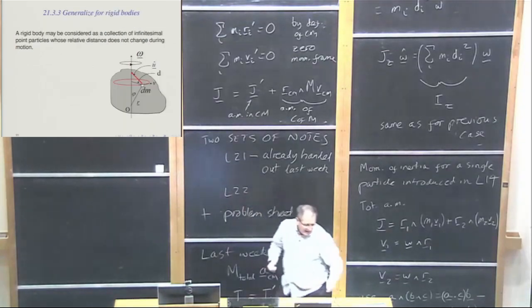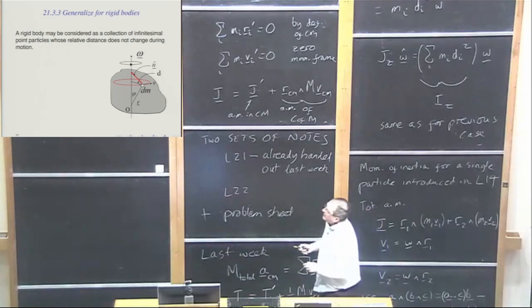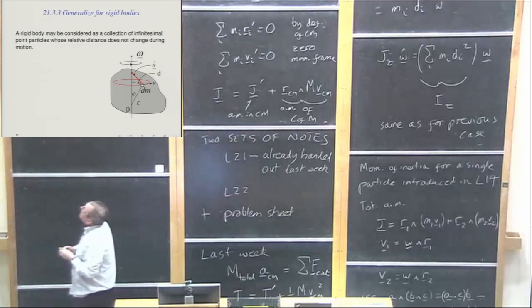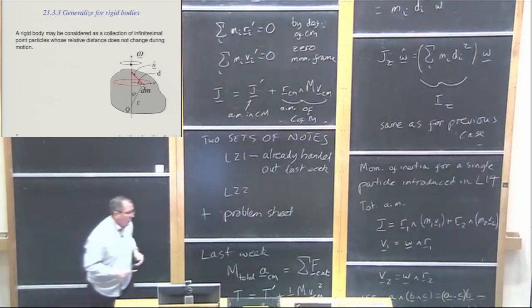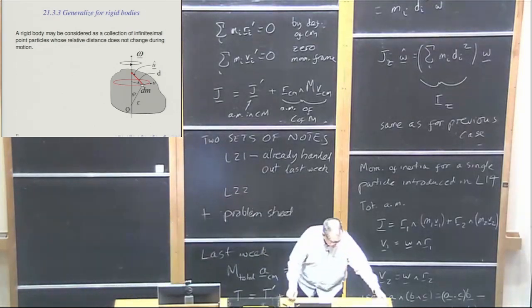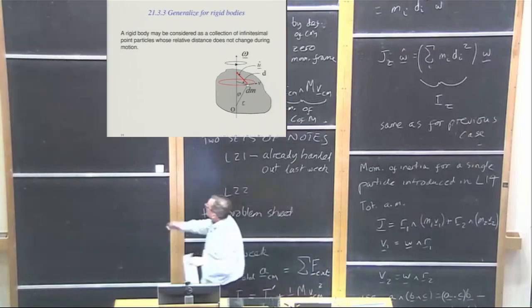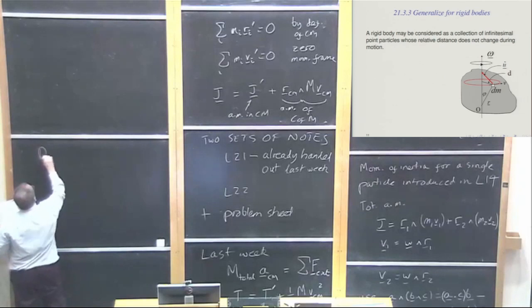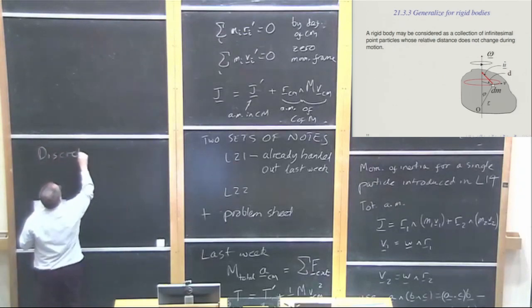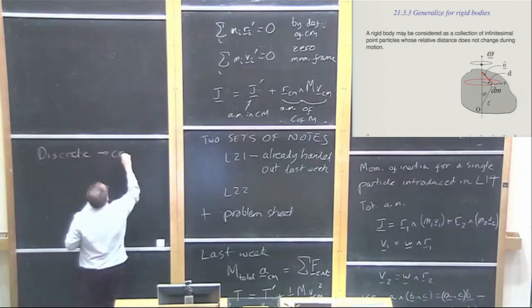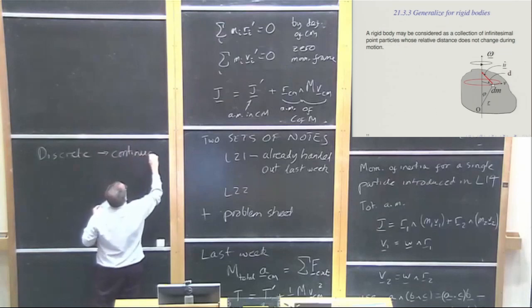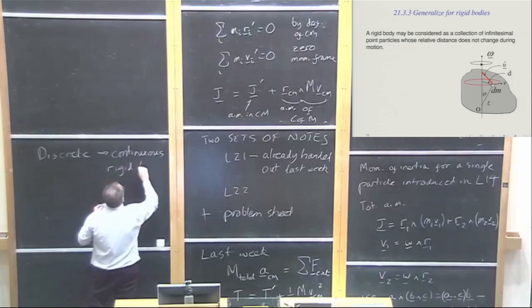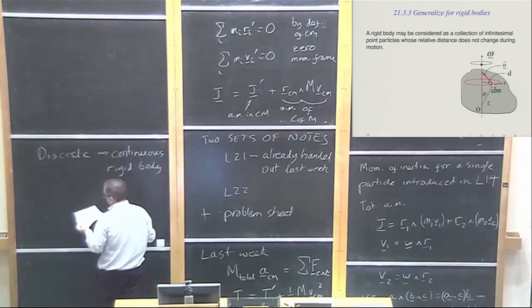So we've been dealing here with a discrete body, so something made up of blobs of masses. We now can generalize to a continuous body. So we go from a discrete to a continuous rigid body, but it is rigid again, so it's not able to deform.